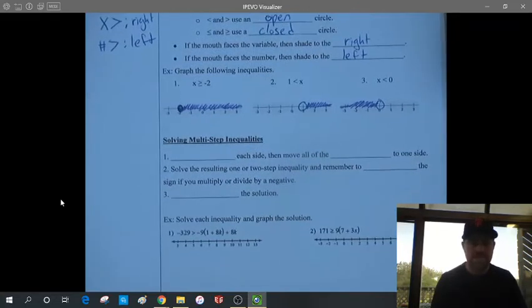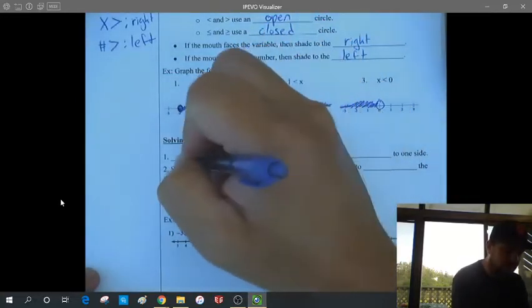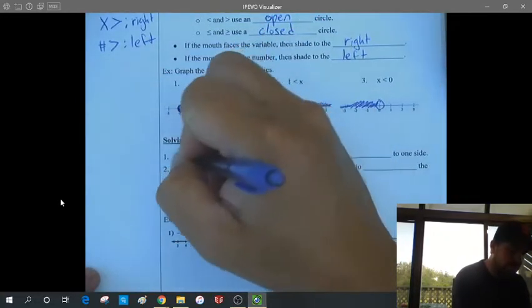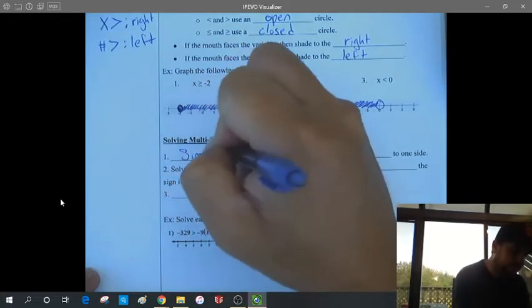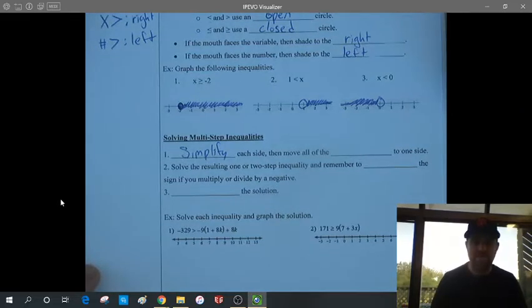But now, solving multi-step inequalities. Just like with the multi-step equations, same kind of start to things and same set of rules to begin with. We need to make sure we simplify each side, so if there's any distributive property or combining of like terms that needs to be taken care of, we have to do that first.